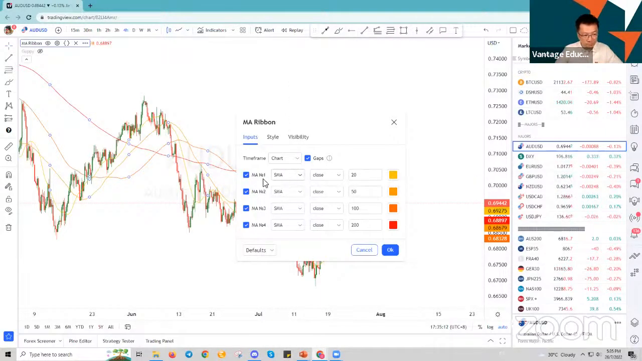You can see that we have a 20 simple moving average, a 50 simple moving average, 100, and a 200 simple moving average, right? So again, does it look familiar when we have the 50 and the 200? That's the death cross or the golden cross when it crosses over each other.